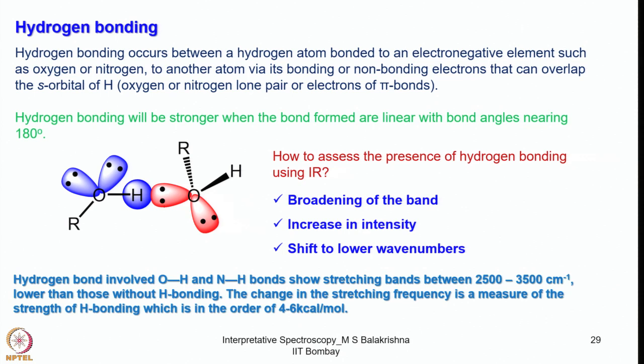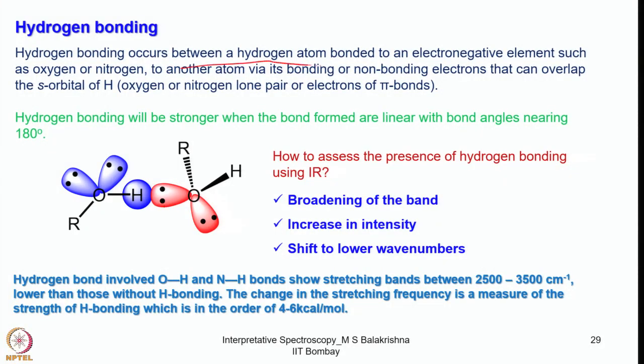So now let's look into hydrogen bonding. How can one gauge hydrogen bonding using IR spectroscopy as a tool? To what extent hydrogen bonding is there, whether weak hydrogen bonding or strong hydrogen bonding. That information can of course come very nicely from IR spectroscopy and NMR spectroscopy, but nevertheless, IR can also give you some hint about the possible hydrogen bonding in molecules.